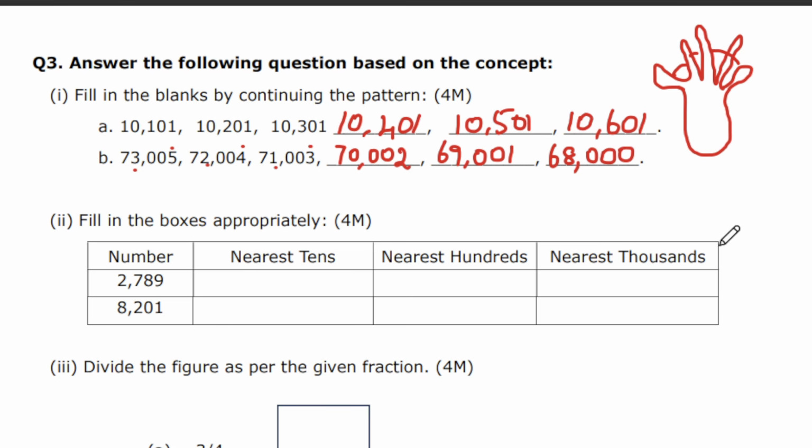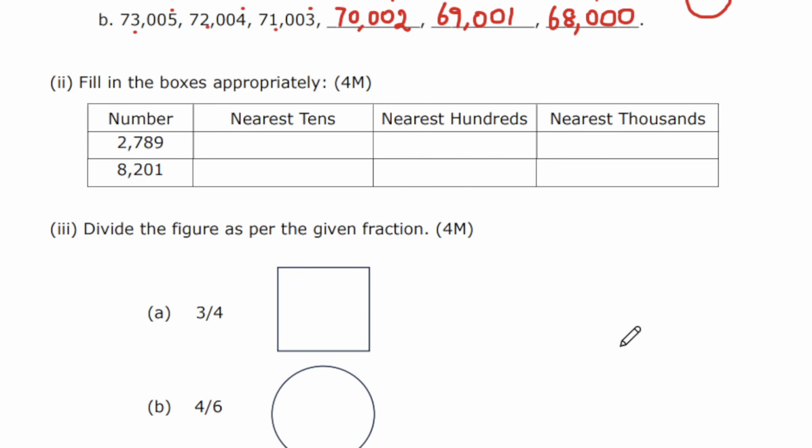Okay. Next is the easiest one. Fill in the blanks appropriately. So the number is 2789. Nearest tens, nearest hundreds and nearest thousands you have to find out. First we will write nearest 10. So we have 89. So the nearest 10 is 90. So you write 2790.